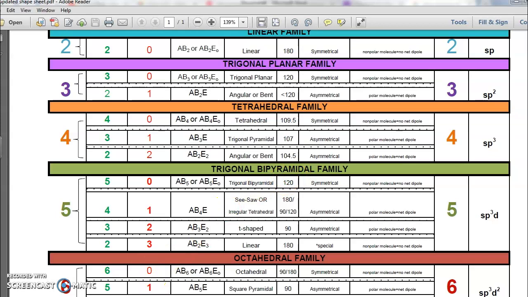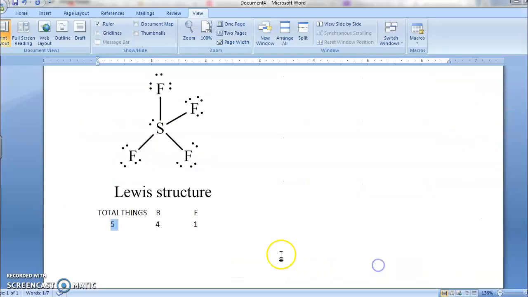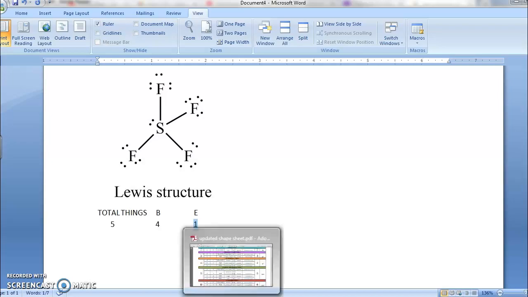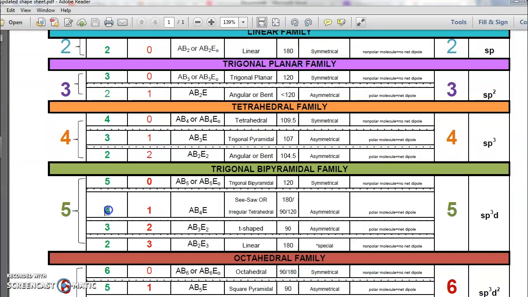We take a look back at our molecule, and we see that 4 of the 5 things are bonded atoms, and 1 of the things is a lone pair. So we're going to go to the 4-1. Here's the 4, there's the 1. So I know that I am on the correct line of my shape sheet. My shape formula would be AB4, there are 4 bonded atoms, E1, or I can just write E. Some people do write E subscript 1. You don't have to, and E also means subscript 1.